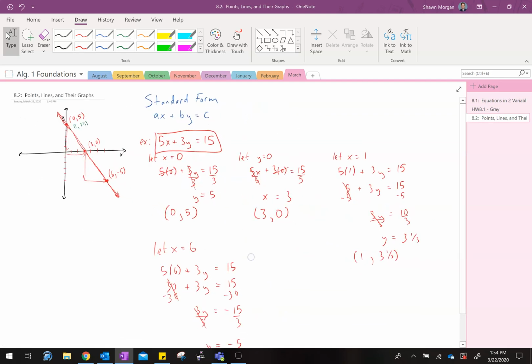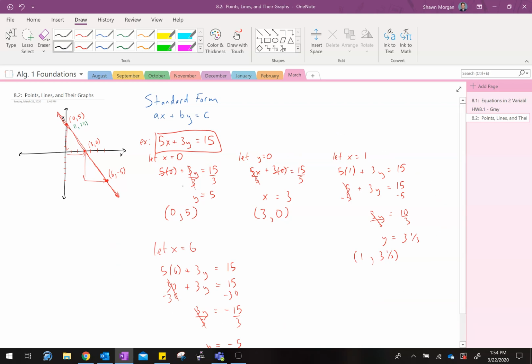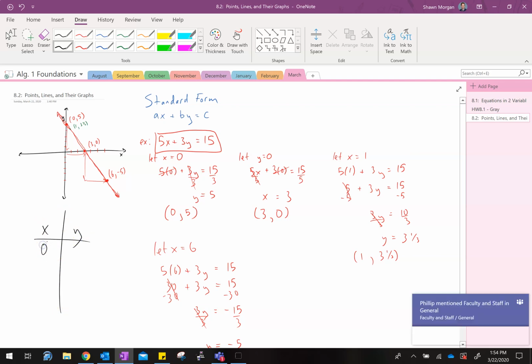I will end this example by saying a lot of times some of the students, once they get the hang of it, don't do all of this work for every single point. What they'll do is make an x and y chart or table, and they'll pick certain values like 0 or 3 or 6, and then they'll just plug in those corresponding values.